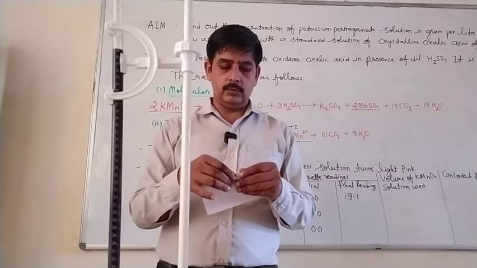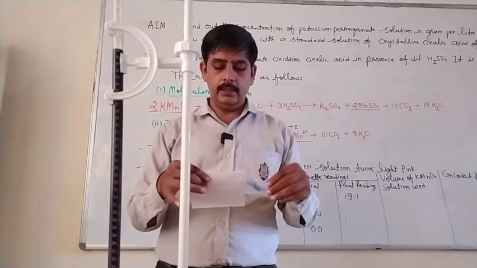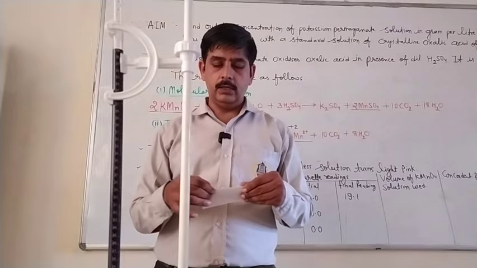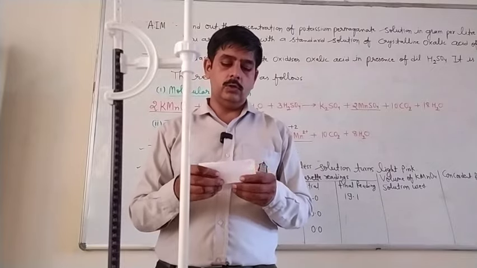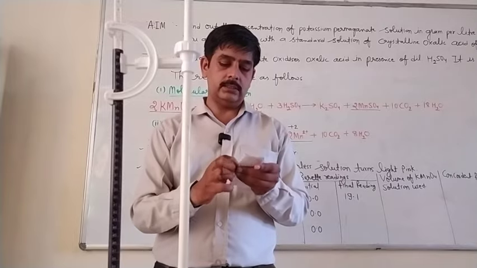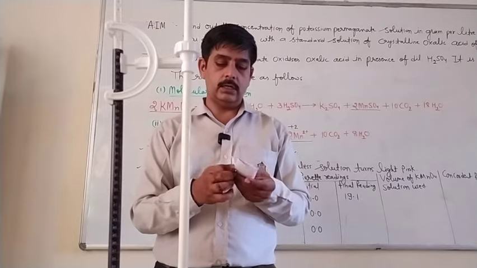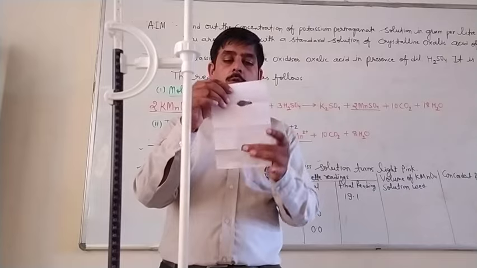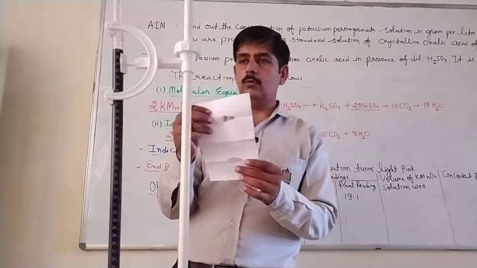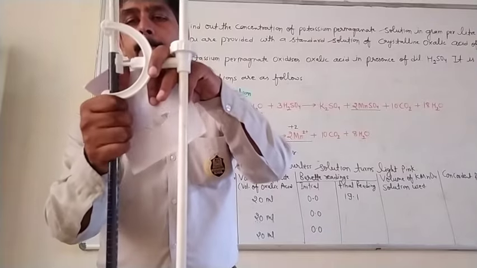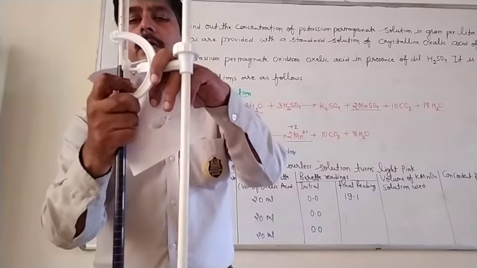Fold it like this. Now fold it and then again fold it, and after folding it, you have to cut it like this. Once you cut it, there will be two holes in it. Now use this hole in the burette to see the reading. Now how can you see the reading? Let's see.